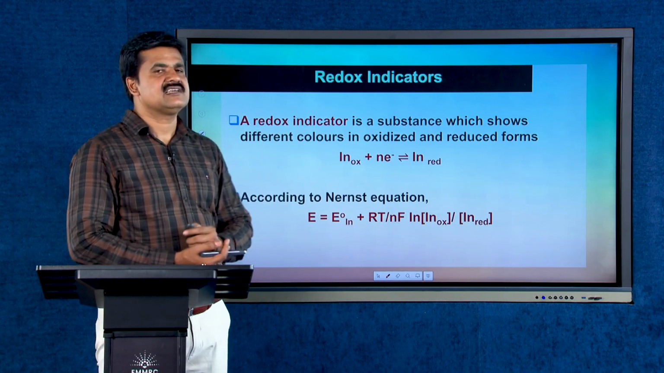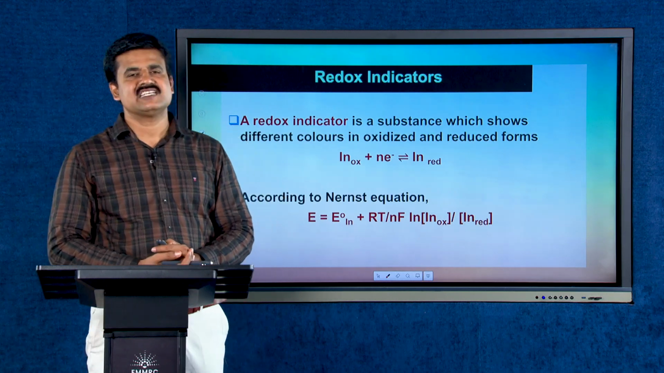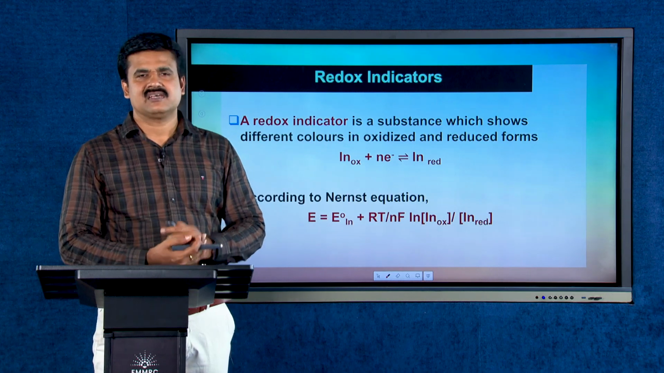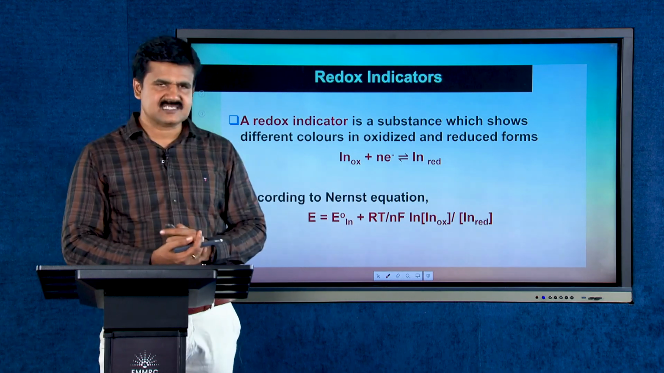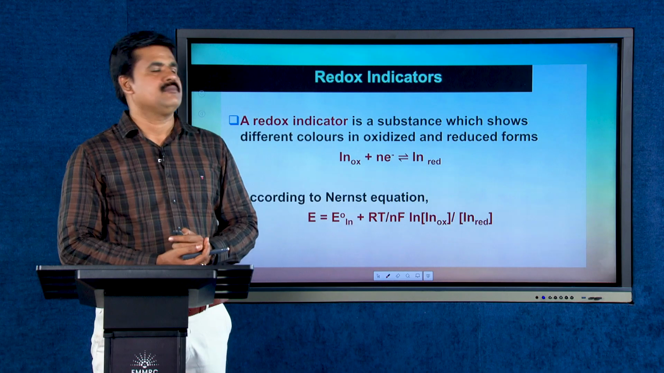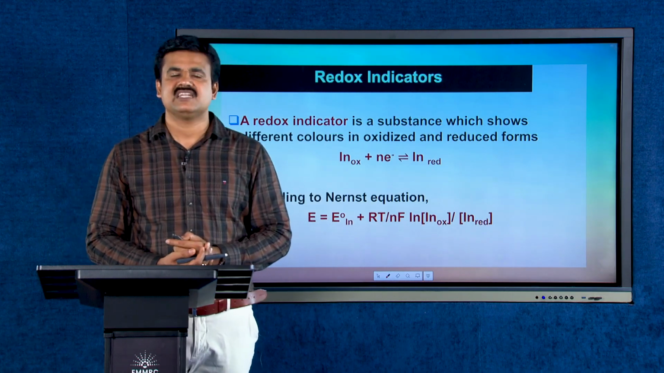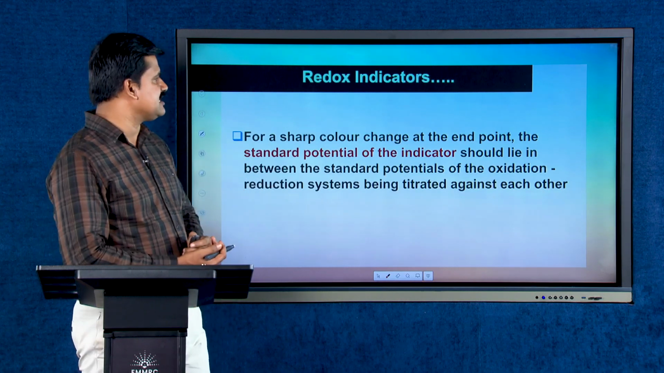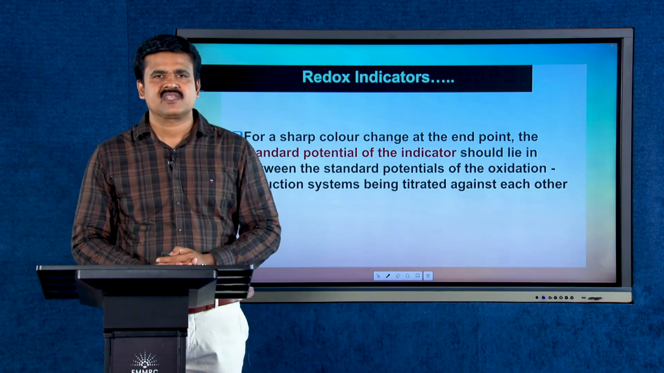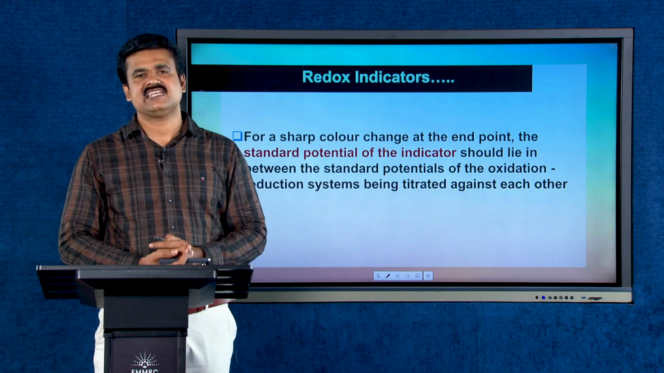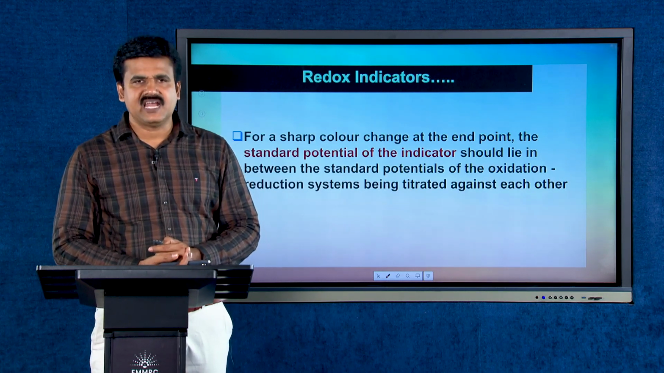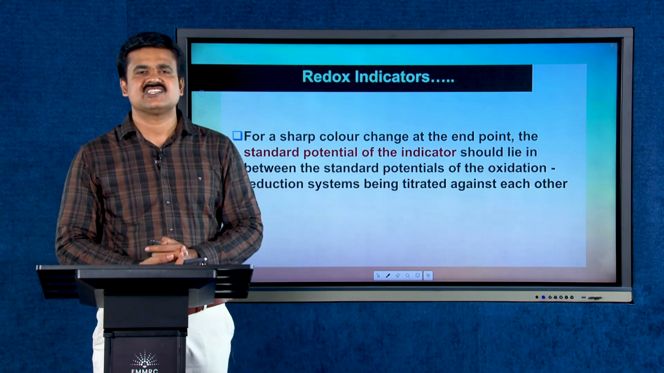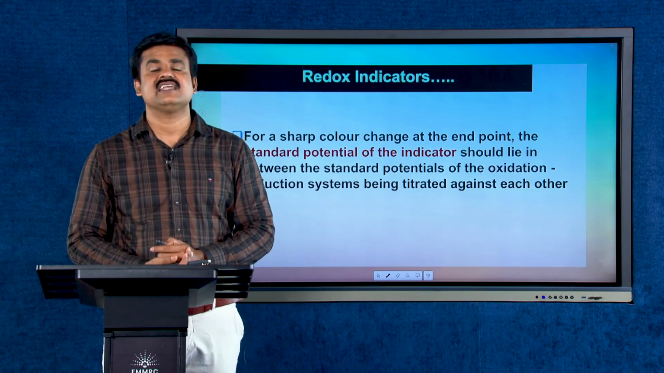So a redox indicator can have an oxidized form and a reduced form. Their concentrations can be related to the EMF of the system, the EMF of the indicator, by the relation. This relation is nothing but the Nernst equation. Now, for a sharp color change at the end point, the standard potential of the indicator, E0 indicator, should lie between the standard potentials of the oxidation reduction systems being titrated against each other.